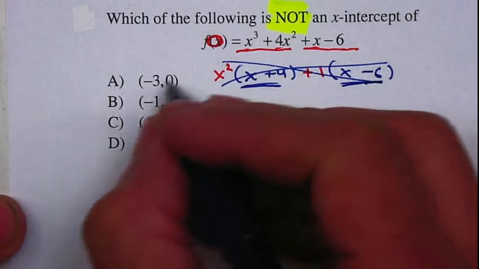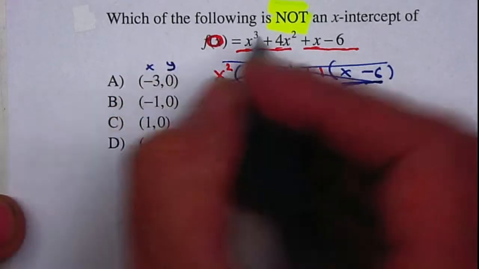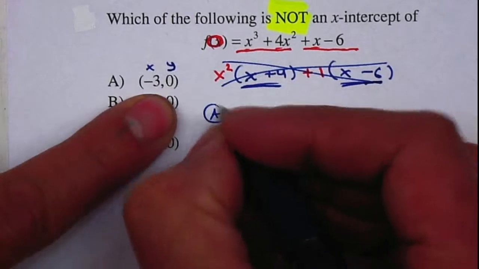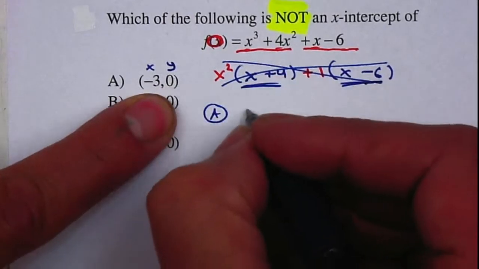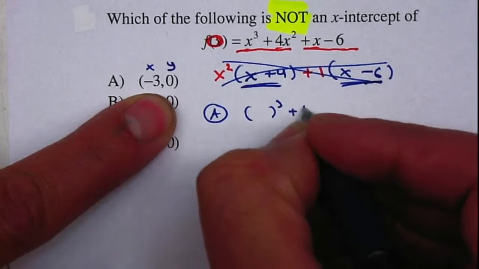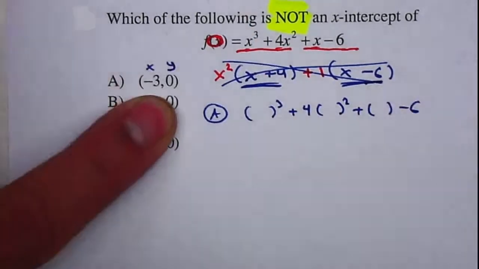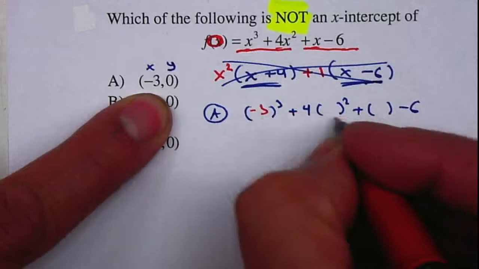So we can just plug them in. We can plug in the x and see if it gives us a 0. So let's go and try letter A. It'll be x to the third plus 4x squared plus x minus 6. So instead of the x, I'm going to replace it with a negative 3.